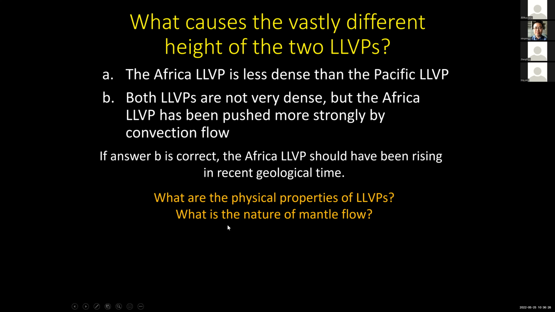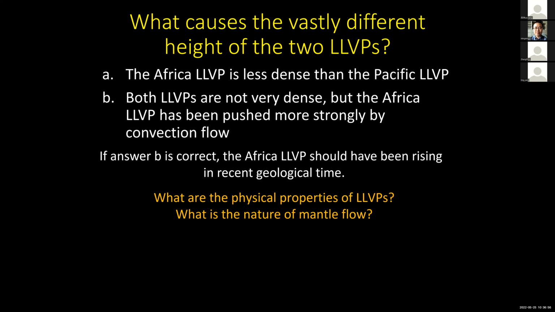To really tell which reason is more realistic, we need to understand the physical properties of LLVPs, particularly the density of the two LLVPs. Is the African LLVP less dense than the Pacific LLVP? That's a very interesting question, and also a very important question. And also, what is the nature of the mantle flow field?